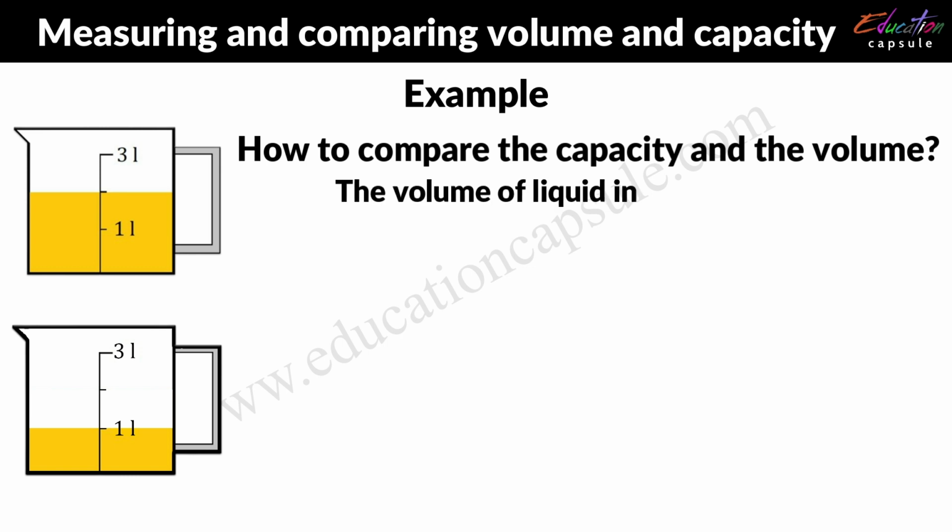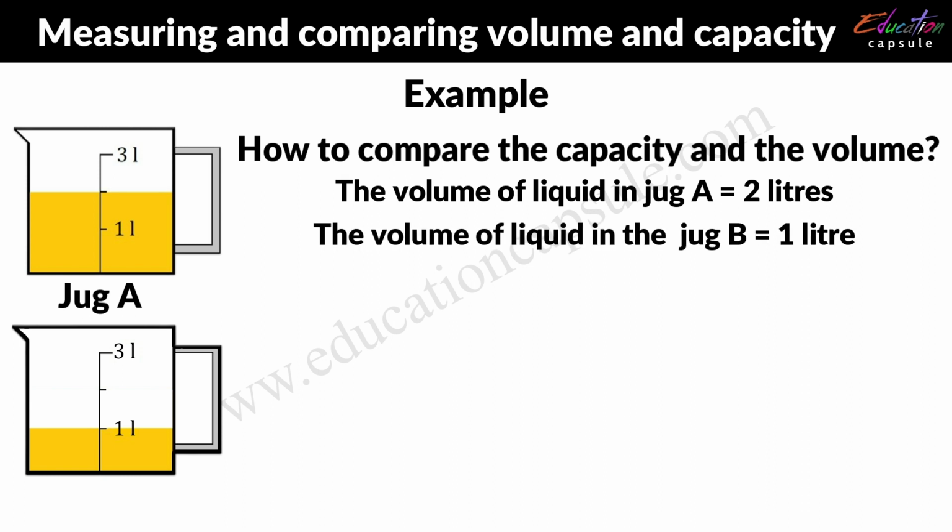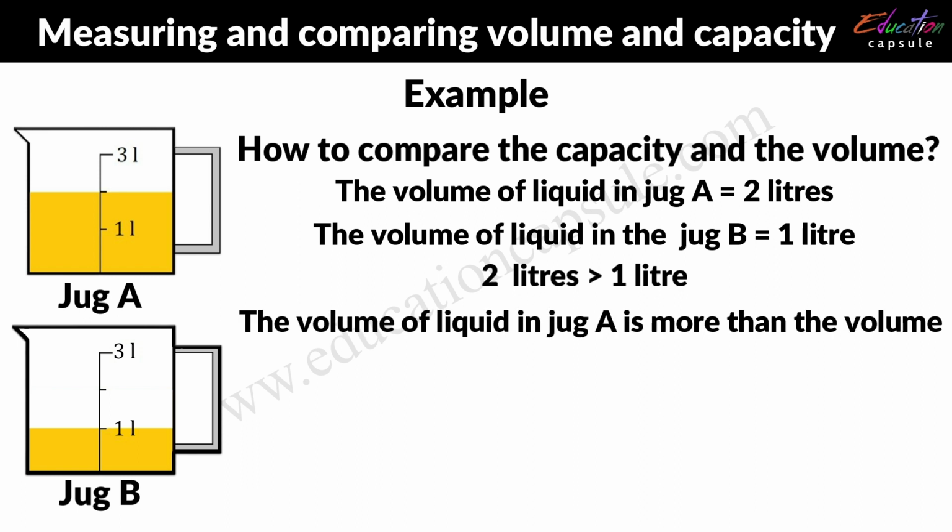Here, the volume of liquid in jug A is 2 liters, whereas the volume of liquid in jug B is 1 liter. As we know that 2 liters is more than 1 liter, so we can say that the volume of liquid in jug A is more than the volume of liquid in jug B.